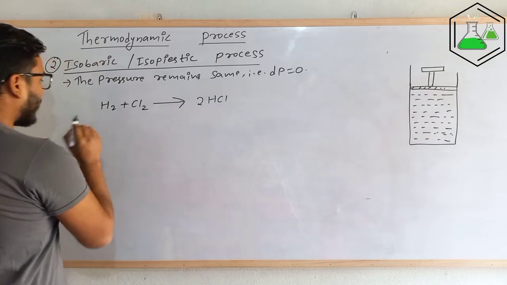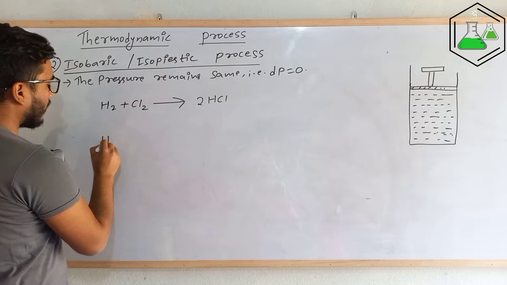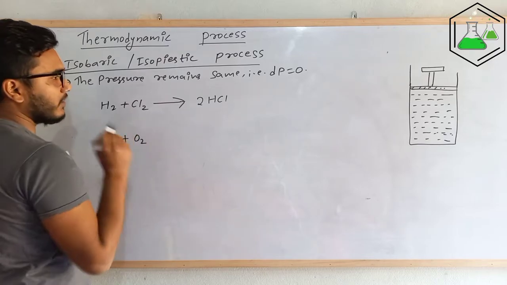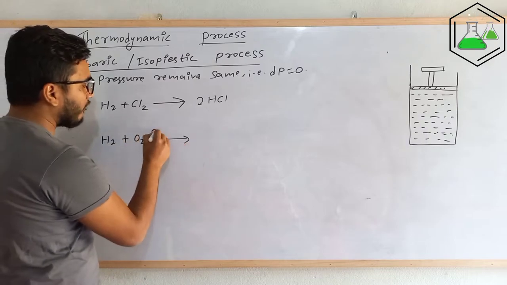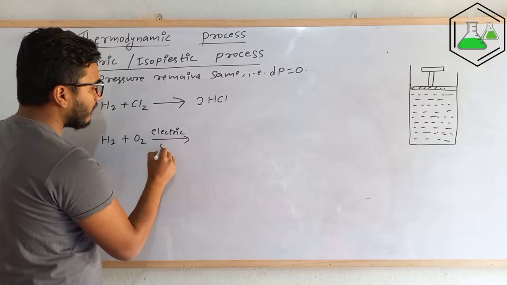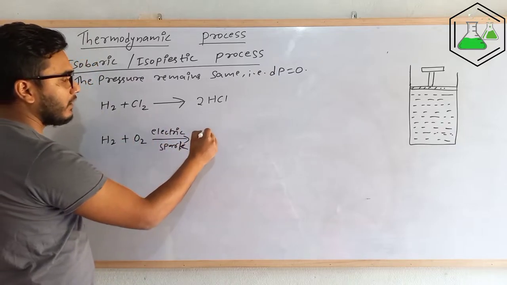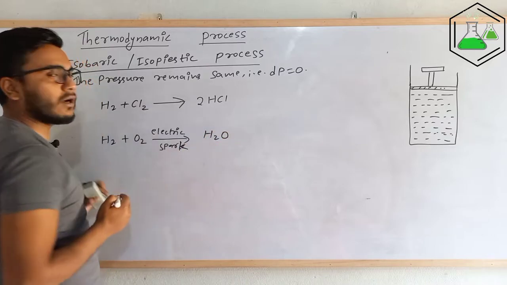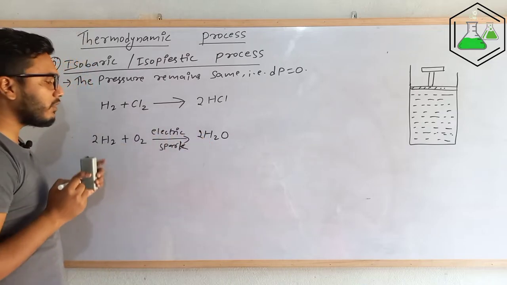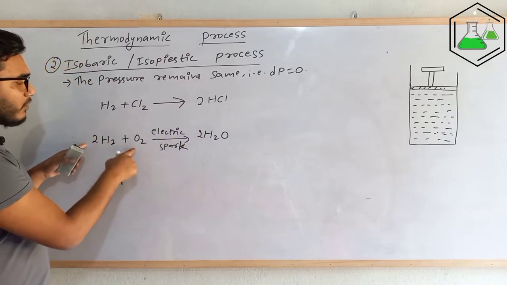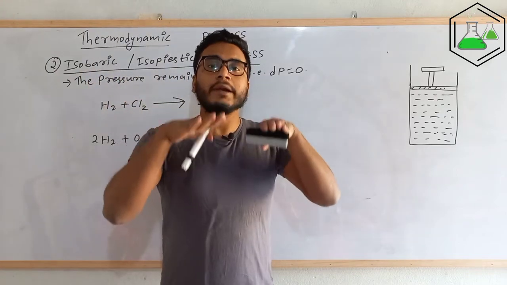But what if we take another reaction? That means there is hydrogen and oxygen in the cylinder and we provide electric spark to that. Then what will happen? It will form H2O, that is water molecule, right? To balance, we have to put 2 over here and 2 over here. What we see from here is that 2 plus 1, 3 mole of reactant is forming only 2 mole of product. So the volume is decreasing.